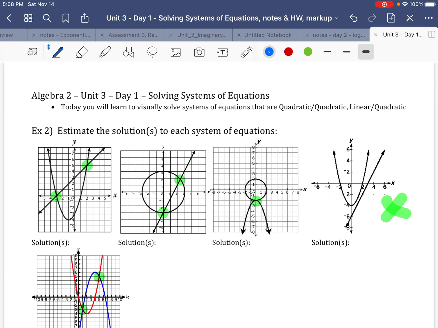So on this first graph, it's at (-3, 0). And the other point where they meet up is (2, 5). So those are the solutions. You have to put the whole coordinate.